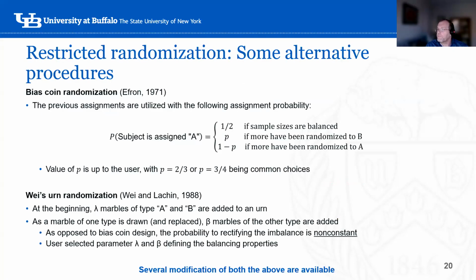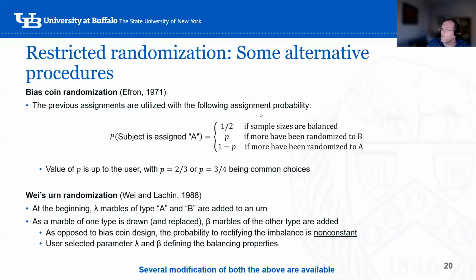So with all these procedures, there's a lot of other restricted randomization procedures that could be used. I'll just kind of review these briefly. There's something called biased coin randomization. With biased coin randomization, it basically is very similar to complete randomization, except your probability changes when there's an imbalance.